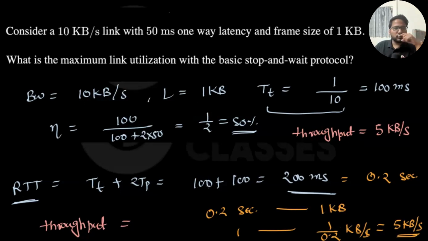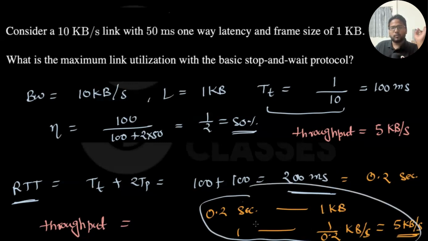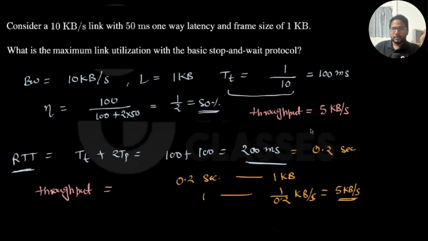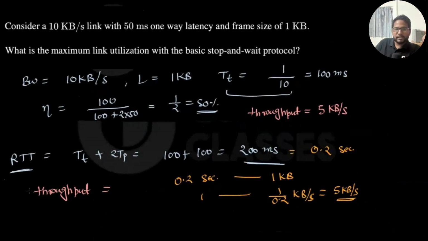See, how we are calculating throughput is that we know this is the RTT. In this RTT, how many frames are we sending? 1 frame only. What is the length of that? 1 KB. So in 1 second, what will we be doing? That's the throughput. Or in other words, if in 200 milliseconds you are sending, let's suppose, 1 KB, just find out what you are doing in 1 second.